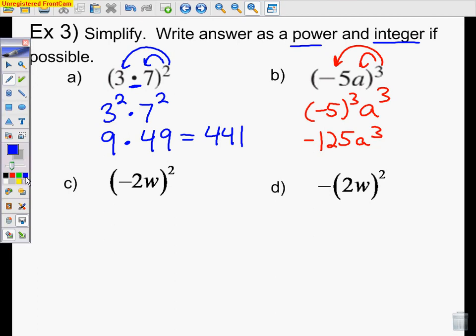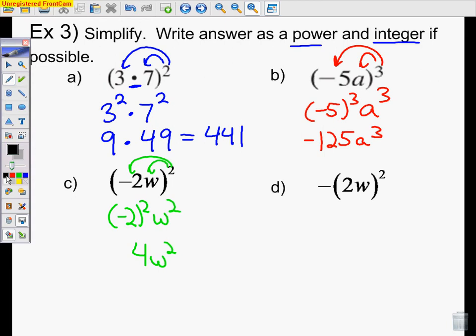Same thing that we're going to do here in part C. Take that 2, distribute it to the negative 2 and the w. So we have negative 2 squared. Once again, whenever you take an exponent and distribute it to a negative, put it in parentheses. Alright, negative 2 squared is 4, so that's 4w squared.